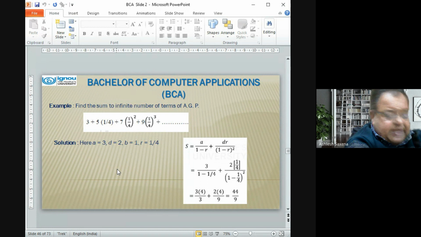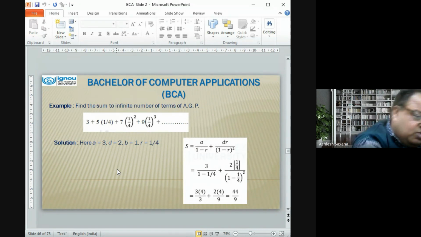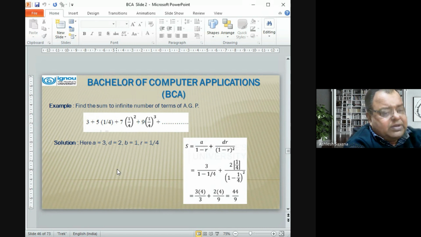You can see that there are two things being multiplied. The first is 3, 5, 7, 9, which are odd numbers starting from 3. And in the second part, you can see 1 by 4, 1 by 4 square, 1 by 4 cube. That means that is the GP. Now, going back to the relation, a is 3, the common difference d is 2, b is 1, and r is equal to 1 by 4. You have to find the sum to infinity.